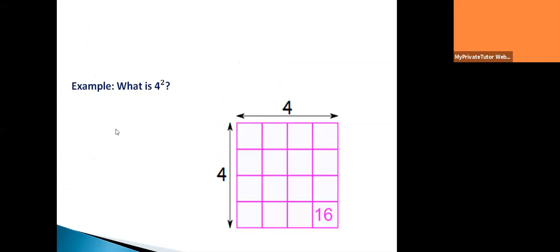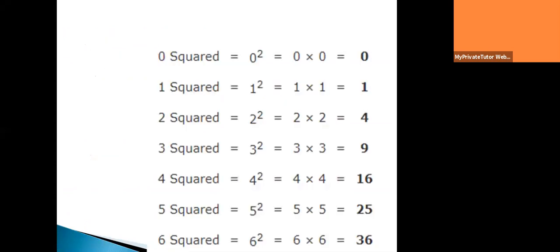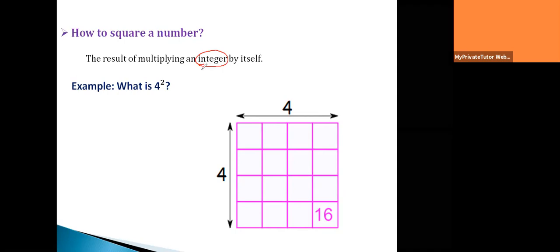Yeah, just take a look at this. How to square a number? Everyone knows that. Just multiply the number by itself. That number is nothing but an integer.